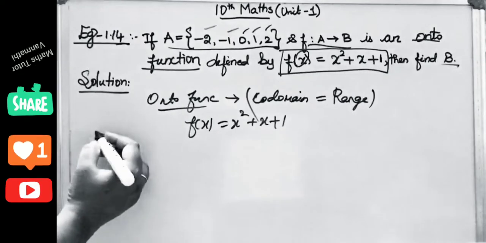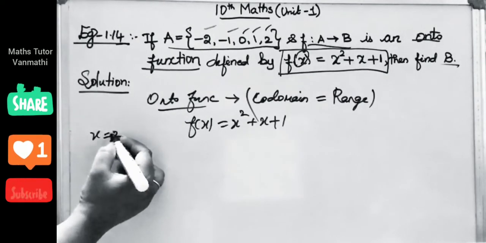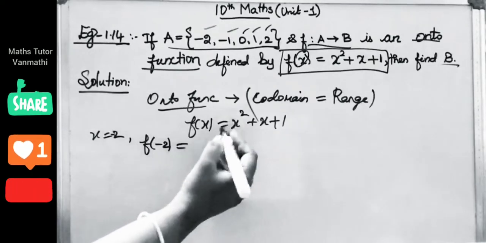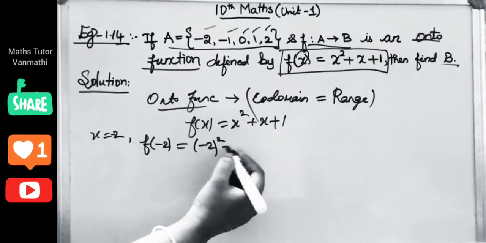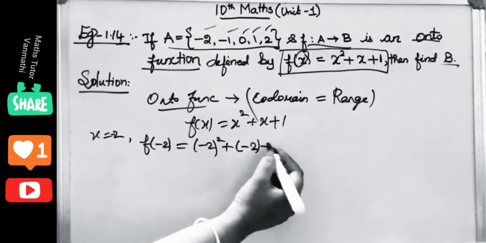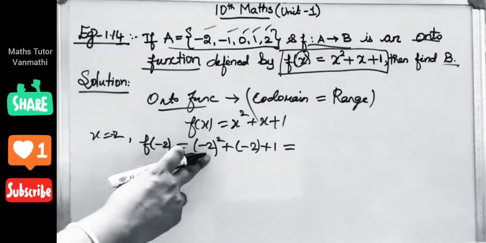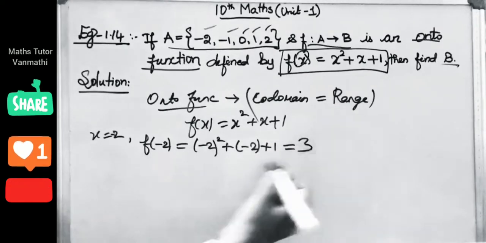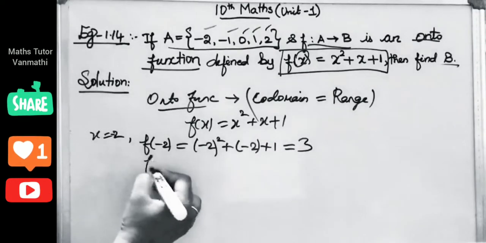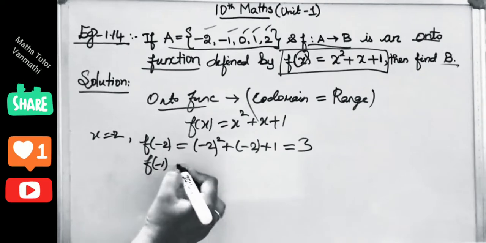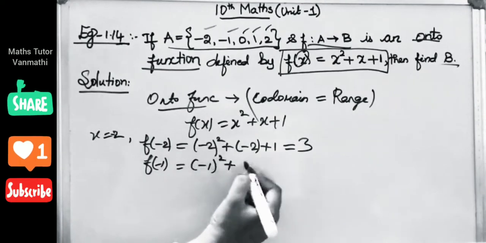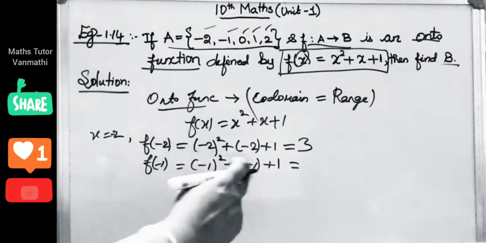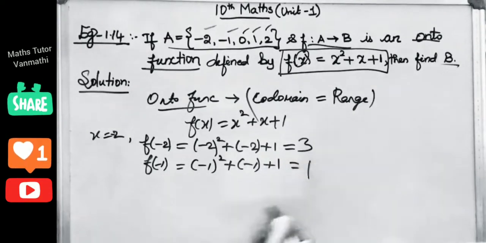First, x is equal to -2. Then we get f of -2 is equal to (-2) square plus (-2) plus 1. Then (-2) square is 4, 4 minus 2 is 2, 2 plus 1 is 3. Then f of -1 is (-1) square plus (-1) plus 1. (-1) square is 1, 1 minus 1 is 0, plus 1 is 1.